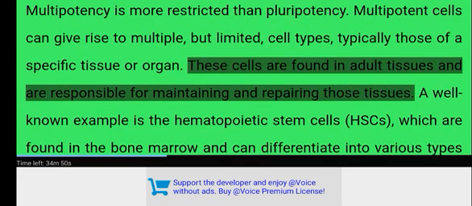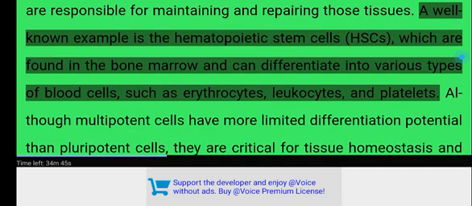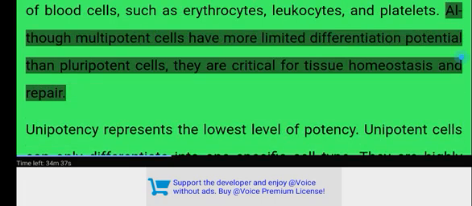These cells are found in adult tissues and are responsible for maintaining and repairing those tissues. A well-known example is the hematopoietic stem cells (HSCs), which are found in the bone marrow and can differentiate into various types of blood cells, such as erythrocytes, leukocytes, and platelets. Although multipotent cells have more limited differentiation potential than pluripotent cells, they are critical for tissue homeostasis and repair.